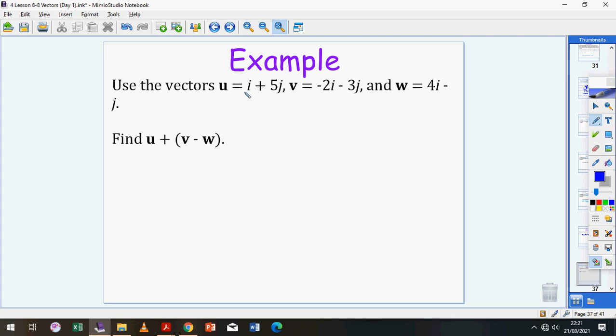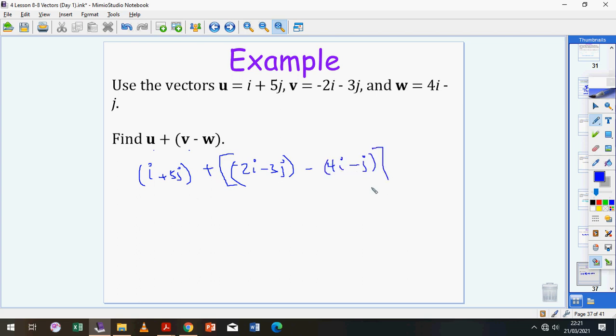So using these vectors, can I find u plus v minus w, vector addition? When I'm adding vectors, I simply add their x components together and their y components together. This is i plus 5j, which is u, plus v, which is negative 2i minus 3j, and subtracting w, which is 4i minus j.